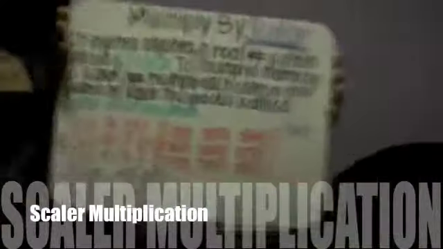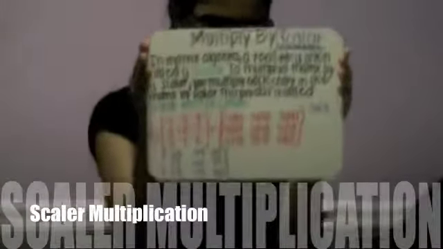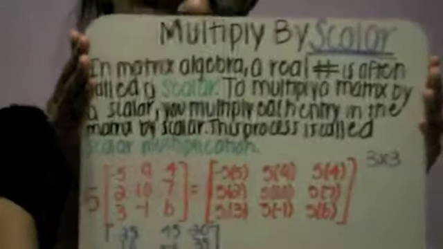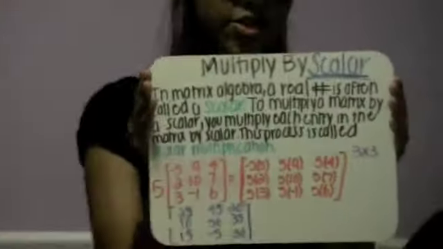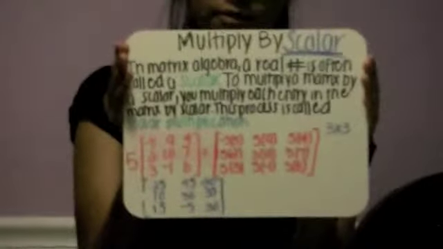As you can see here, we are multiplying by using a scalar. In matrix algebra, a real number is often called a scalar. In multiplying a matrix by a scalar, you multiply each entry in the matrix by the scalar. This process is called scalar multiplication. Here's an example of 5 being multiplied by a 3 by 3 matrix. 5 is being multiplied by negative 5, 2, 3, 9, 10, negative 1, 4, 7, and 6.